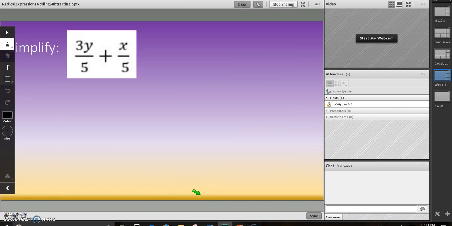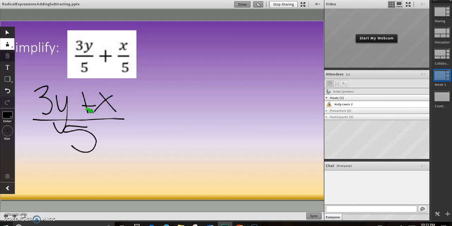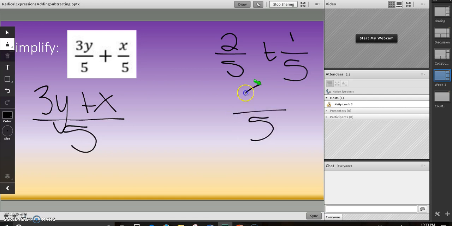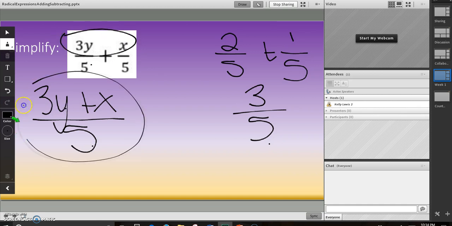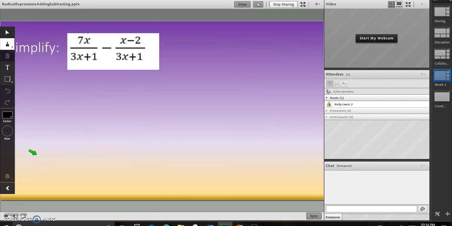All right, so they have the same bottoms. Since they have the same bottoms, they can talk. For example, 2/5 plus 1/5. That was our problem originally. You leave the bottom alone and you do 2 plus 1 is 3. Now it's just 3y over 5 plus x over 5. You leave the bottom alone and you add the top. We don't know what y and x is, so we just leave it alone. Not that bad. Let's keep going.